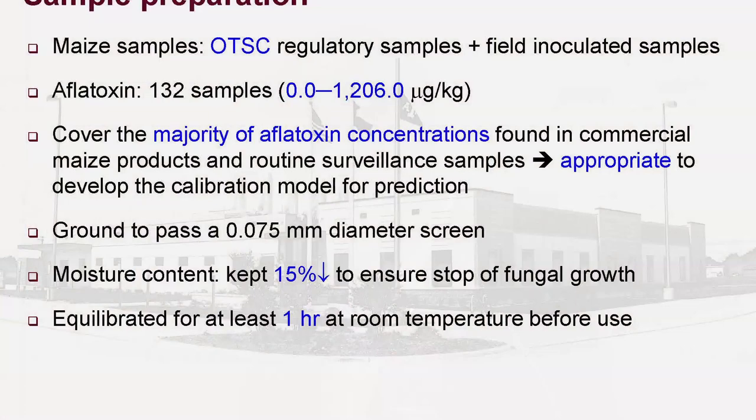For this project, samples were obtained from the Office of the Texas State Chemist, regulatory samples, and then peer inoculated samples. A total of 132 samples with aflatoxin concentrations from 0.2 to 1200 ppb were used. This concentration range should cover the majority of aflatoxin concentrations found in commercial maize products and routine surveillance samples. So this sample set might be appropriate to develop the calibration model for predictions.